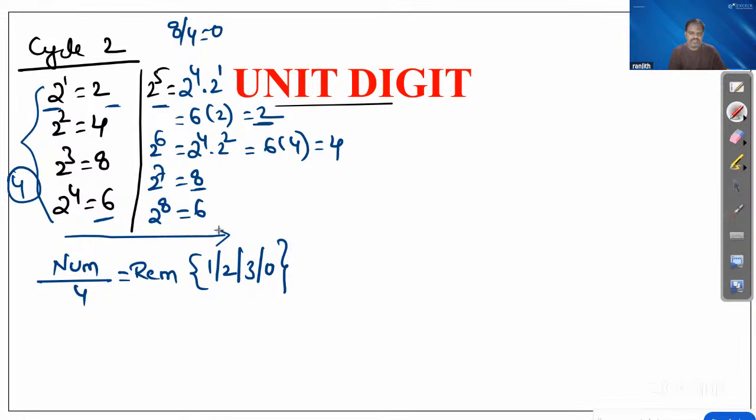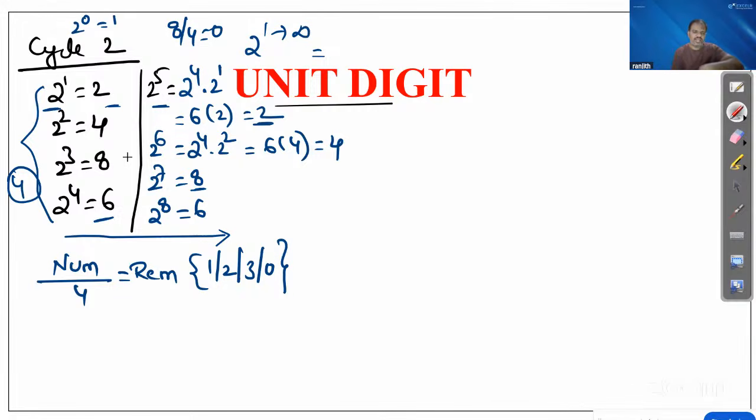So what are the unit digits we are having? In the cycle of 2, whatever the power, from 1 to infinity, the unit digits are only 2, 4, 8, 6. Other than 2 power 0, all the remaining numbers give only 2, 4, 8, 6.